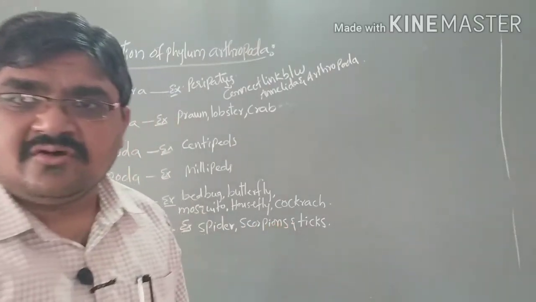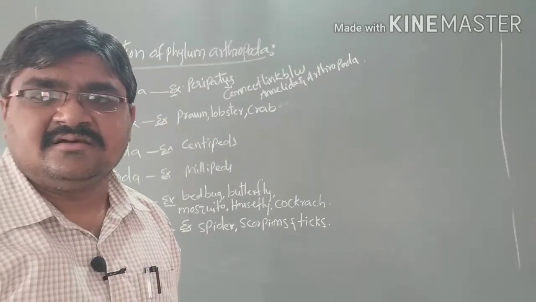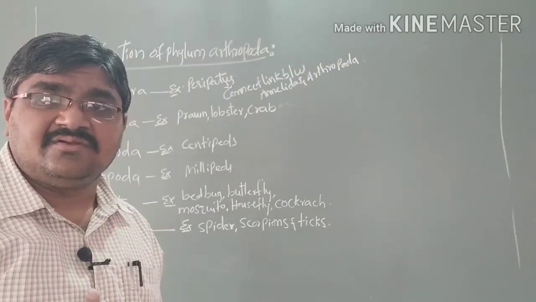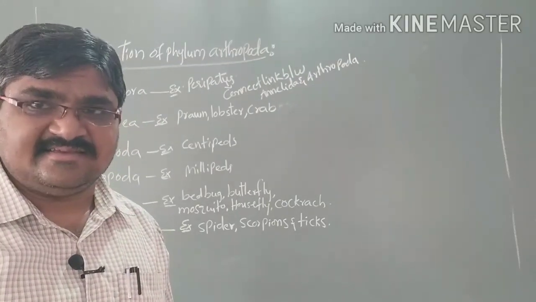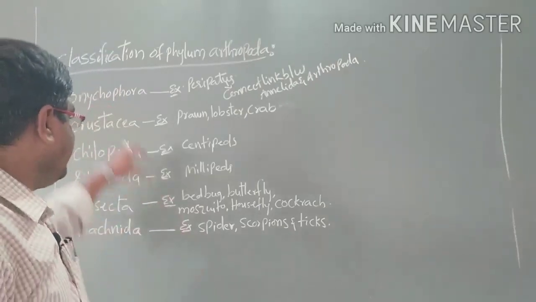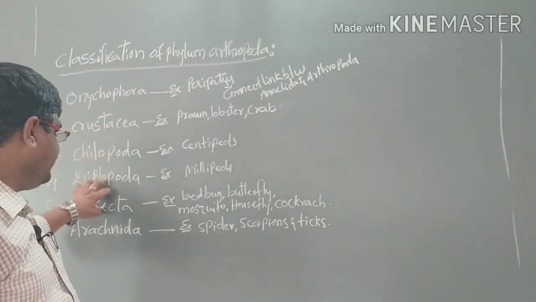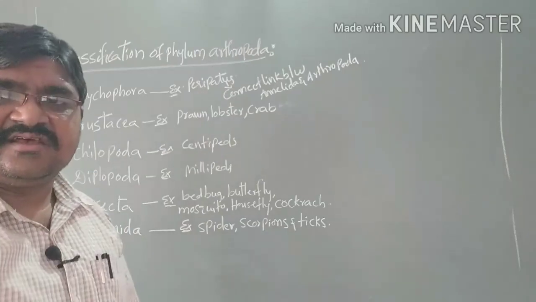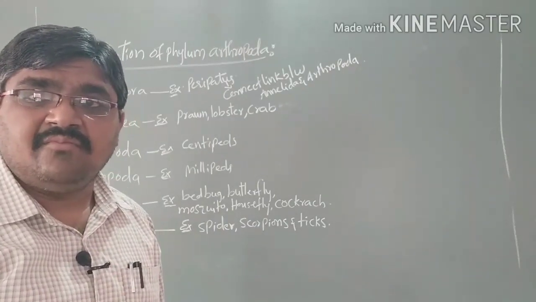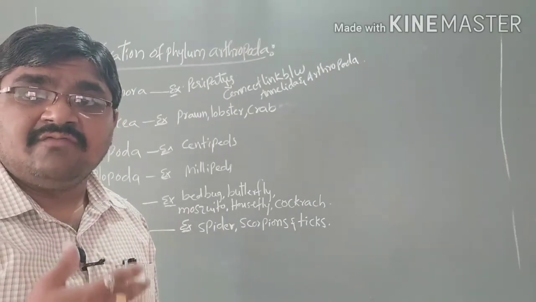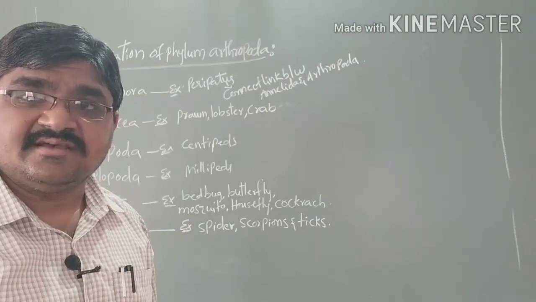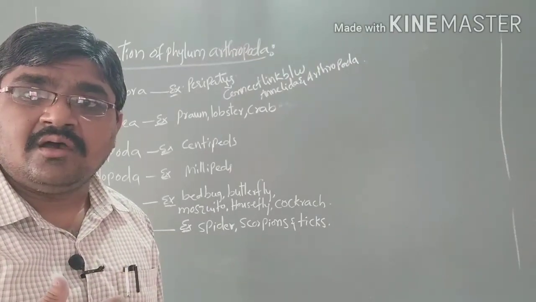So these are the various characters and classification. They are classified into six classes: Onychophora, Crustacea, Chilopoda, Diplopoda, Insecta and Arachnida. So these are the characters and classes of the phylum Arthropoda. In the next class we'll discuss the phylum Mollusca.